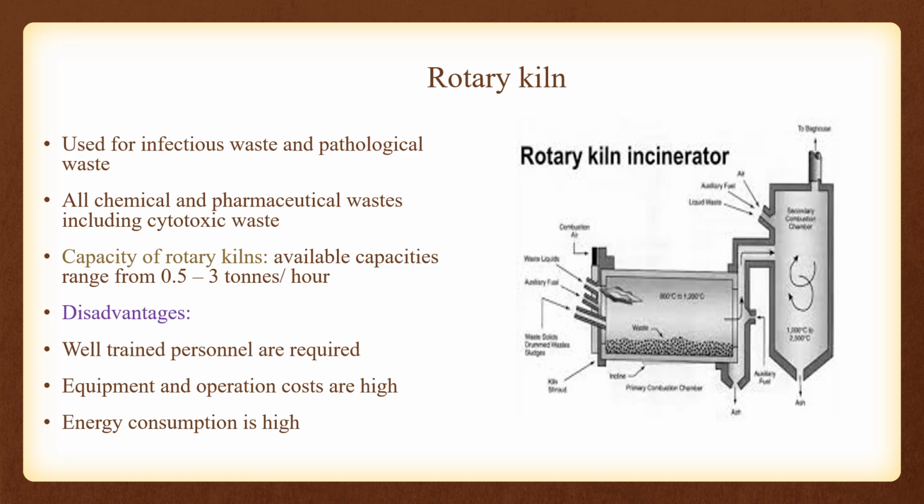It is a process used especially for infectious waste and pathological waste decomposition, that is, with the burning of the waste materials. All chemical and pharmaceutical waste, including cytotoxic waste, can also be treated. Regarding capacity, the available capacities of a rotary kiln are 0.5 to 3 tons per hour.